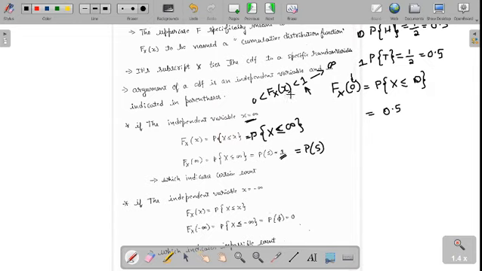Are you clear with this concept? F X of x should always lie between 0 and 1. But what they are asking is for X equal to infinity. You cannot substitute infinity; the highest value is 1, so we substitute it as 1. Are you clear with that?